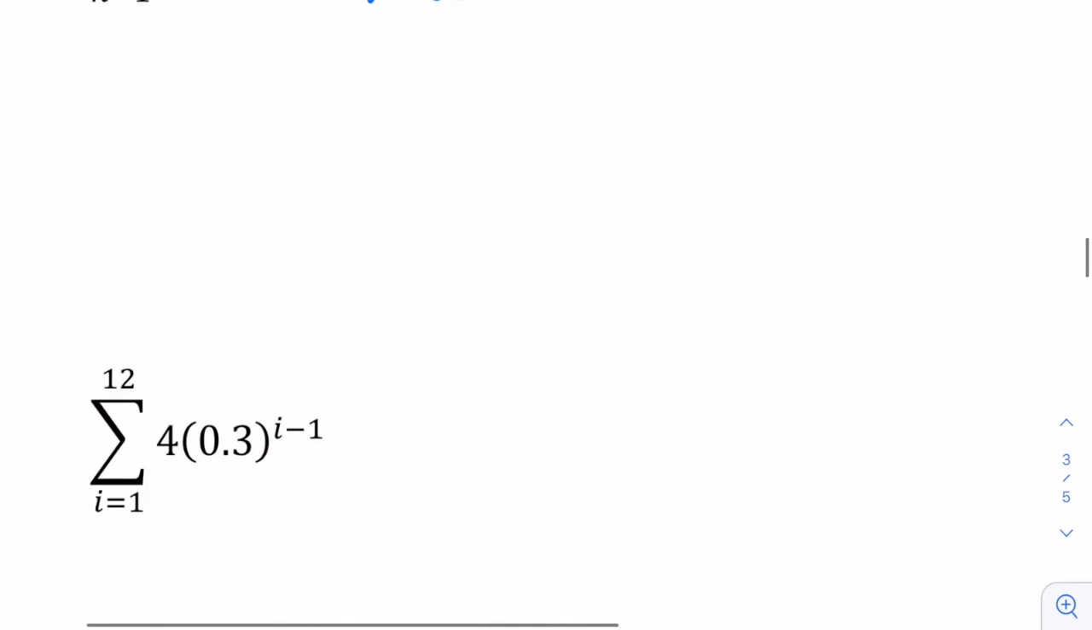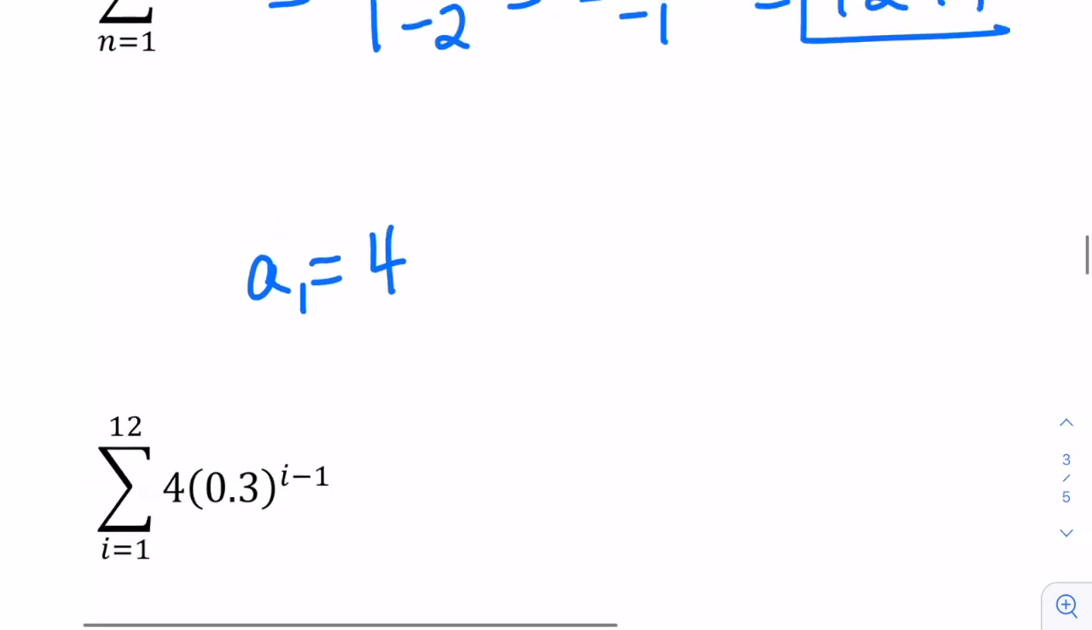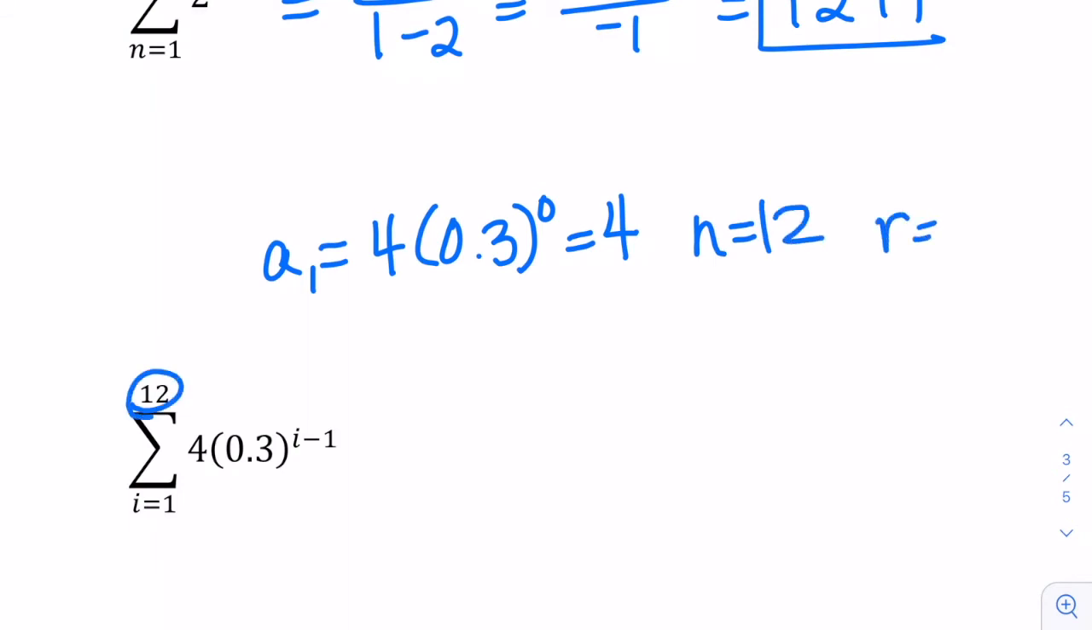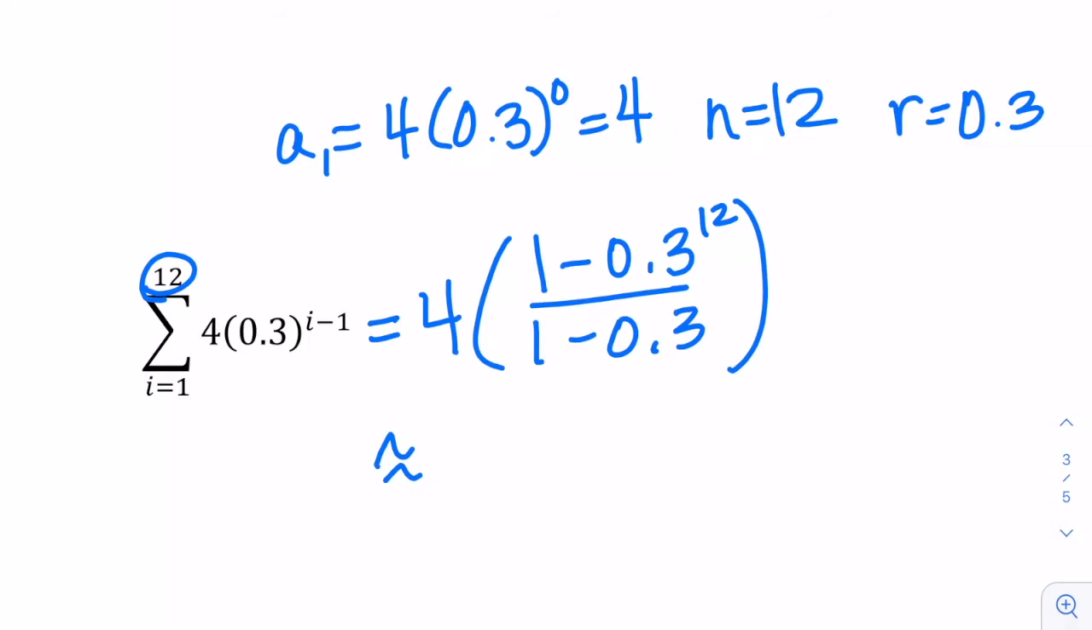For the next one, finding these terms, a sub 1 would be 4 times 0.3 raised to the 0, right? So that's just 4. And then we know we're going to have 12 terms here. That's always the number up at the top. And our ratio is 0.3. So it'll be 4 times 1 minus that ratio, 0.3 raised to the 12th over 1 minus 0.3. And this will be a crazy number, so I'm going to round it. It'll be about 5.714.